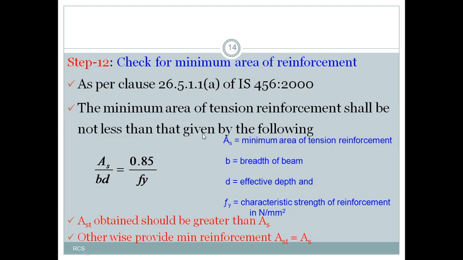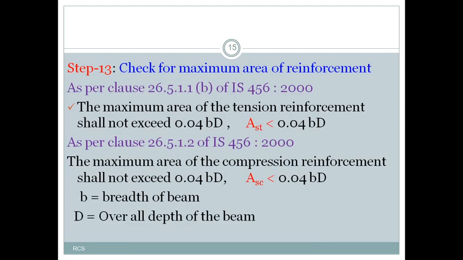Right. So here we have reinforcement in two zones, the tension zone and the compression zone. But the code has given the minimum area of reinforcement provided in the tension zone, while the code does not mention anything regarding the minimum area of compression reinforcement. But it has given a limit for the maximum area of reinforcement. Let us check the maximum area of reinforcement in compression as well as in tension.